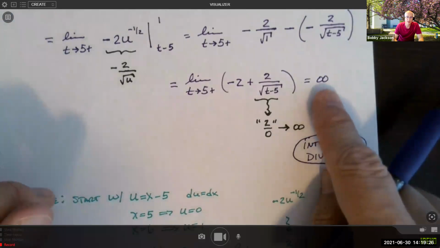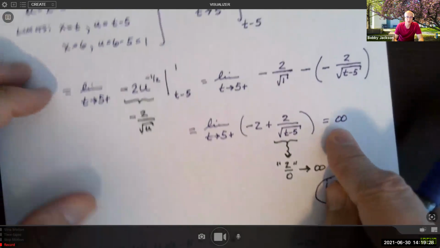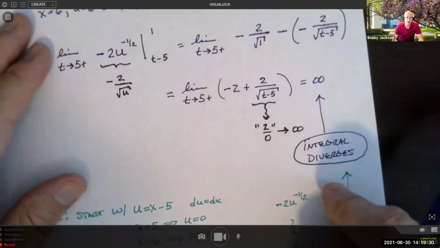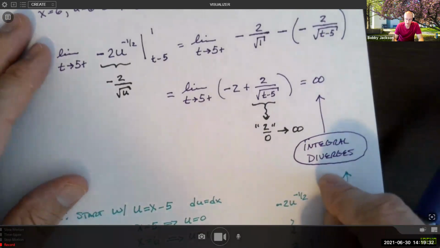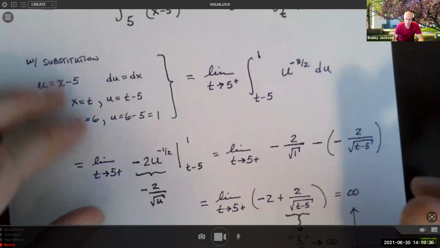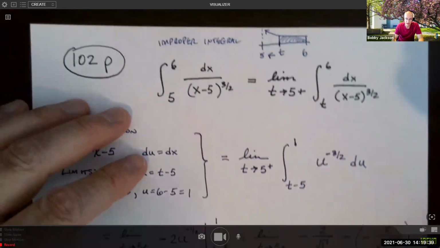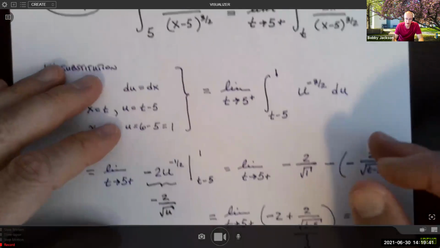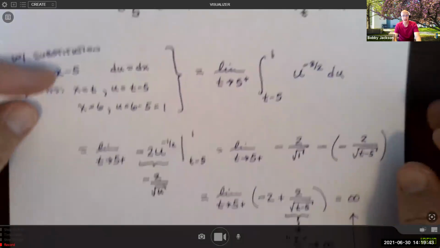But more importantly, what does that tell us about the original integral? It says that the integral diverges. If the limit were a finite quantity, then the integral would converge, and the area that we would have would actually be finite. In this case, we get an infinite area. Okay, so that's one way of doing it.